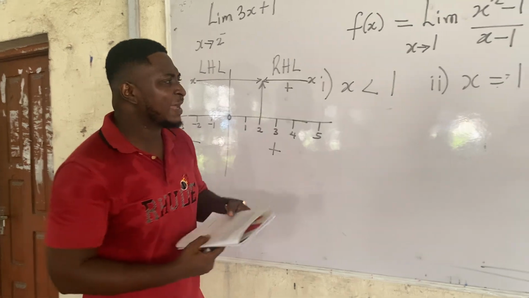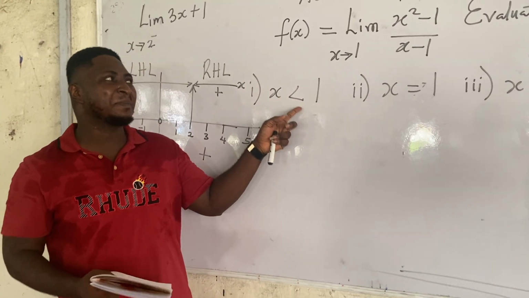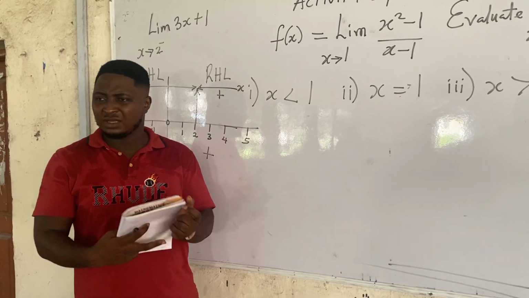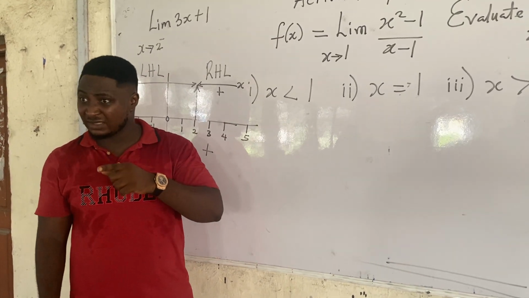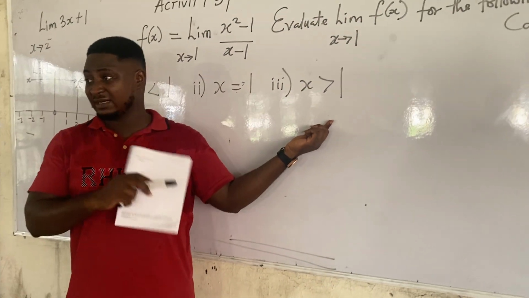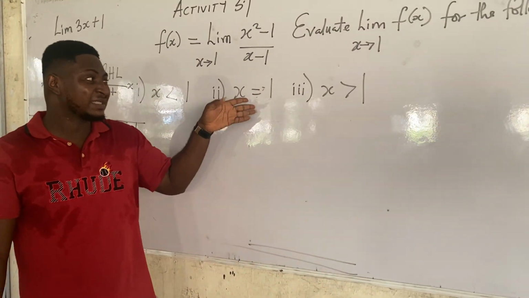So you see that I can interpret this first question. X less than 1 means approaching 1 from the numbers less than 1. That's what this x less than 1 actually means. X greater than 1 means approaching 1 from numbers greater than 1, and x equals 1 means the exact limit point.